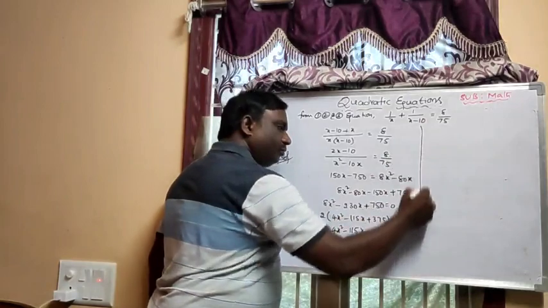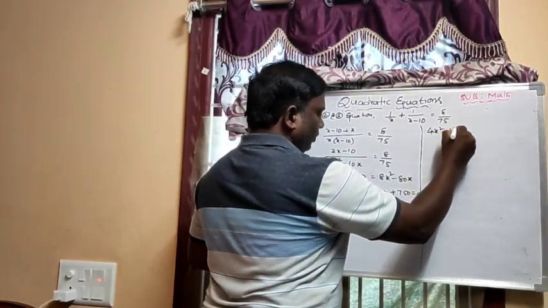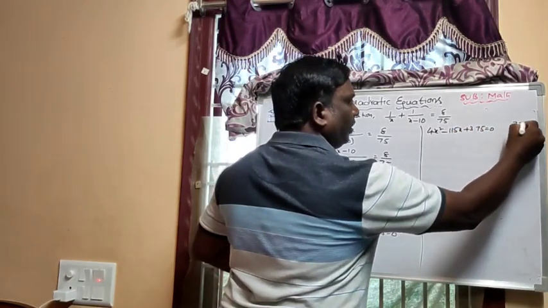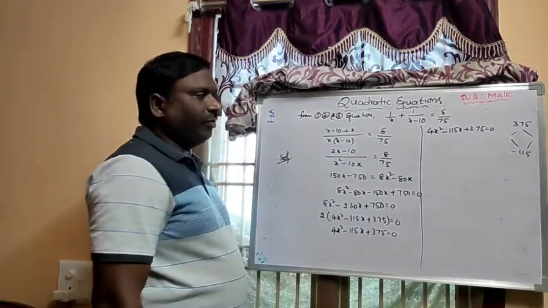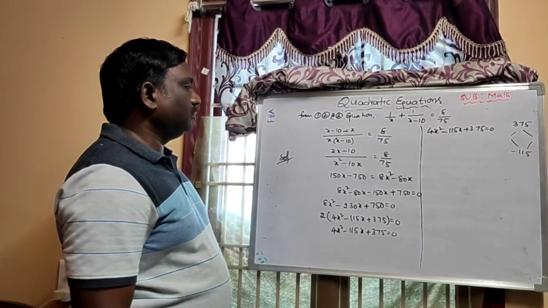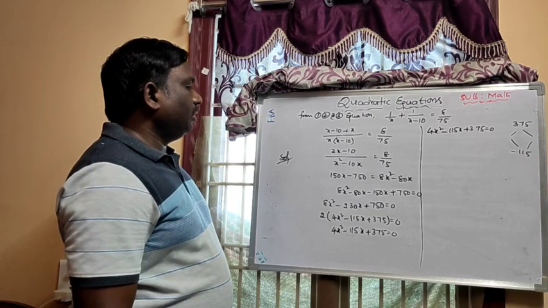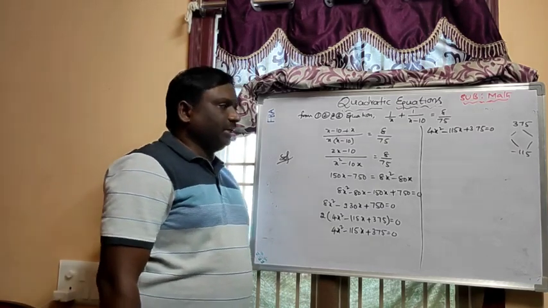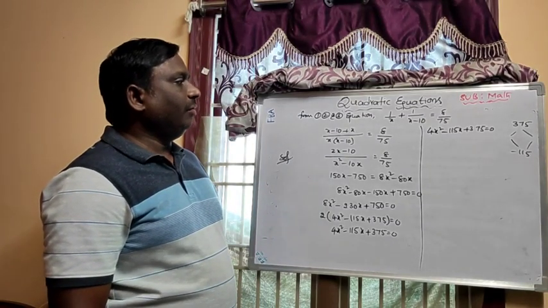Okay, so now 4x square minus 115x plus 375 equal to 0. So 375 and minus 115. Minus 750, it will become plus, right. So now find the factors.